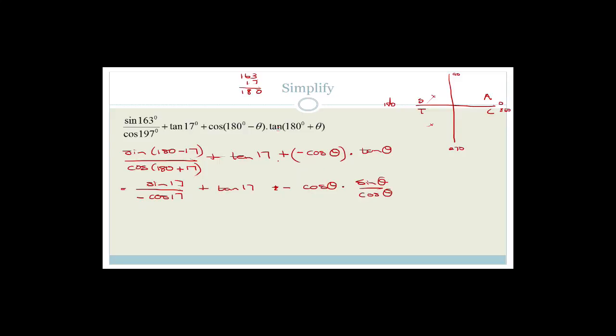Remember we're just simplifying. So do you agree this becomes minus tan 17, because sine divided by cos is tan, plus tan 17, minus, and this cancels with this, and you're just left with sine theta. So now we've got minus tan 17 plus tan 17, and they cancel. So the correct answer is just minus sine theta.